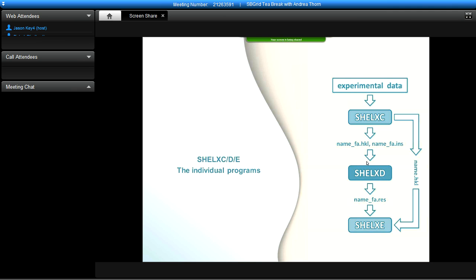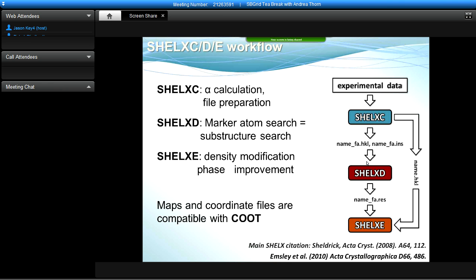So the individual programs in SHELX-CDE are SHELX-C, and SHELX-C will calculate or estimate the alpha angle based on your experimental data, and it will also prepare your files. So your experimental data go into SHELX-C, and then out come the prepared files. This file will actually contain the alpha angles.